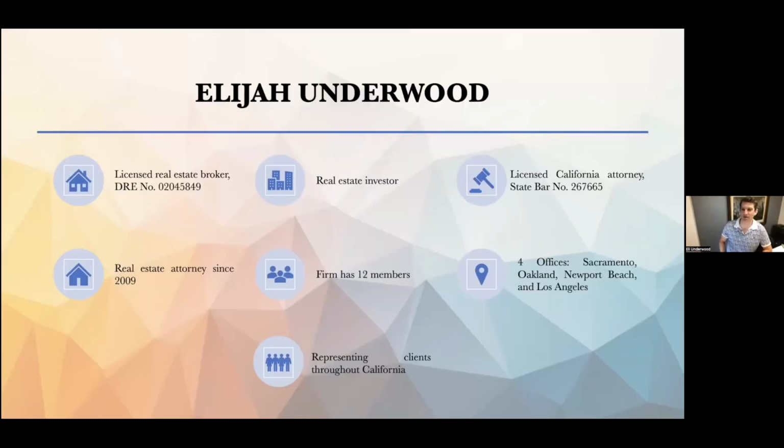As I mentioned, I'm an attorney, but I'm also one of you. I'm a licensed real estate broker. I'm a real estate investor. I'm currently serving as the president of the 2030 Club here in Sacramento, which is a nonprofit children's charity. The firm has four offices: Sacramento, Oakland, Newport Beach, and LA. And we've got clients throughout California. So we represent clients from San Diego to Shasta counties.